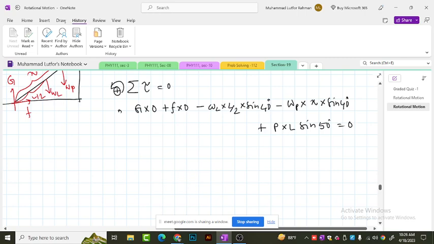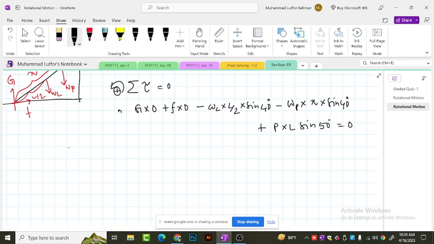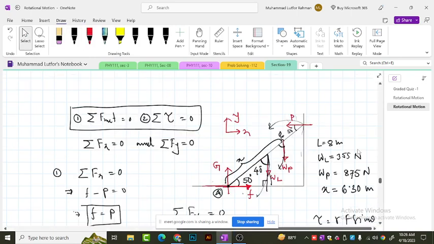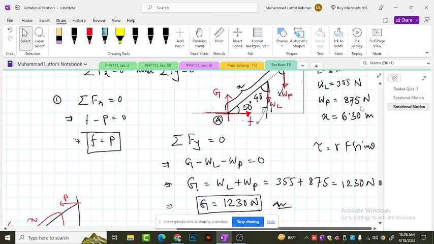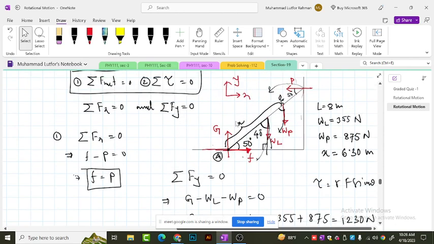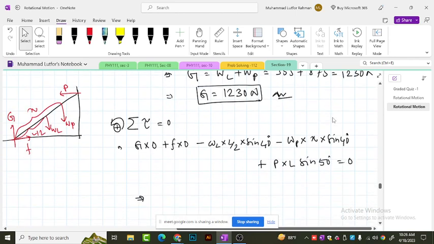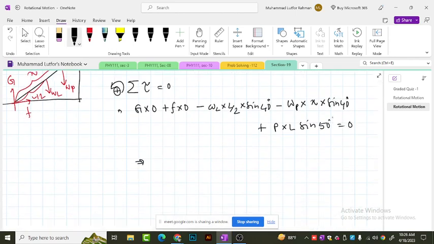All right, fine. So now you can find out this thing, because I know the value of everything. I know the WL, which is given. The weight of this ladder is 355. Length of this ladder is 8, so L by 2 would be 4. You know that the weight of this person is 875, and the person is at a distance x, which is 6.3 meter, and that force at a distance L, which is 8 meter. If you plug in those values, you'll be able to solve for P from here.